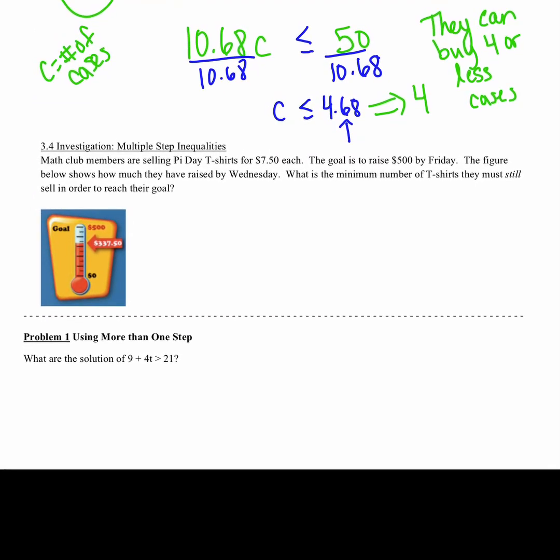Okay, moving on, 3.4. Now we're just solving with multiple steps. So club members are selling Pi Day t-shirts for $7.50 each. Their goal is to raise $500. The figure below shows how much they've already raised. What's the minimum number of t-shirts they must sell? Okay, well I just found what my variable is. Let's call it X.